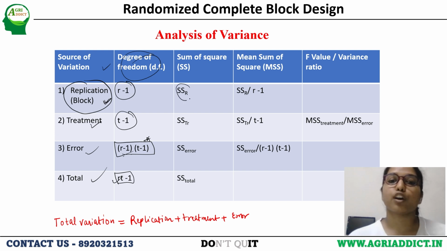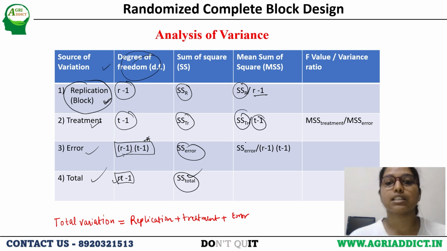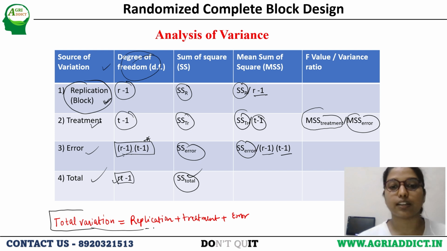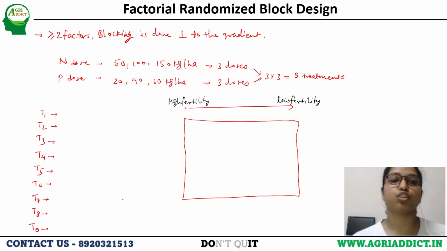Sum of square will be sum of square of replication, sum of square of treatment, sum of square of error, and then total sum of square. Mean sum of square will be sum of square of replication divided by degree of freedom, sum of square of treatment divided by degree of freedom, and sum of square of error divided by R minus 1 into T minus 1. So how do we calculate the F value? We divide the mean sum of square of treatment by the mean sum of square of error. So here the total variation would be due to replication, treatment, and error. Okay. Let's move to the next slide.